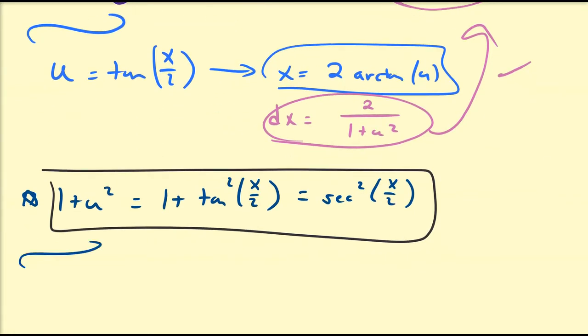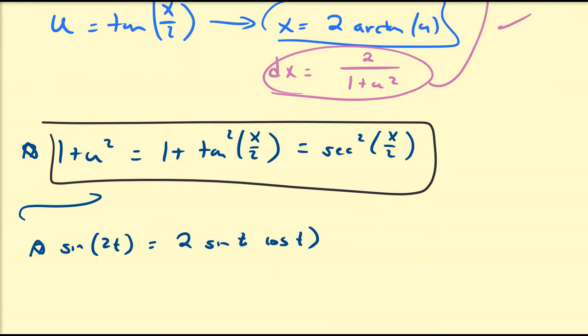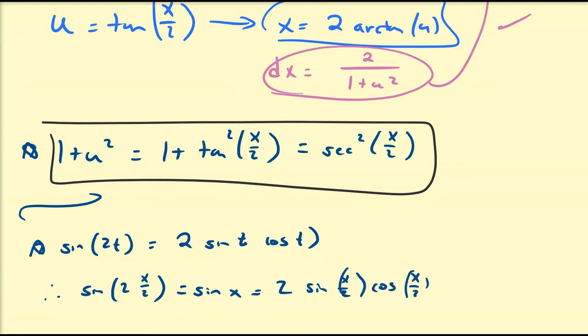Also recall that the sine of 2t, using our double angle identities, is the same as 2 sine t cosine t, right? So if we replace t with, say, x over 2, then we get that the sine of 2 times x over 2, which is the same as, of course, just sine x, is going to be equal to 2 sine x over 2 cosine x over 2, right? Now, why do I want to do that? Well, it introduces these x over 2 things, right?